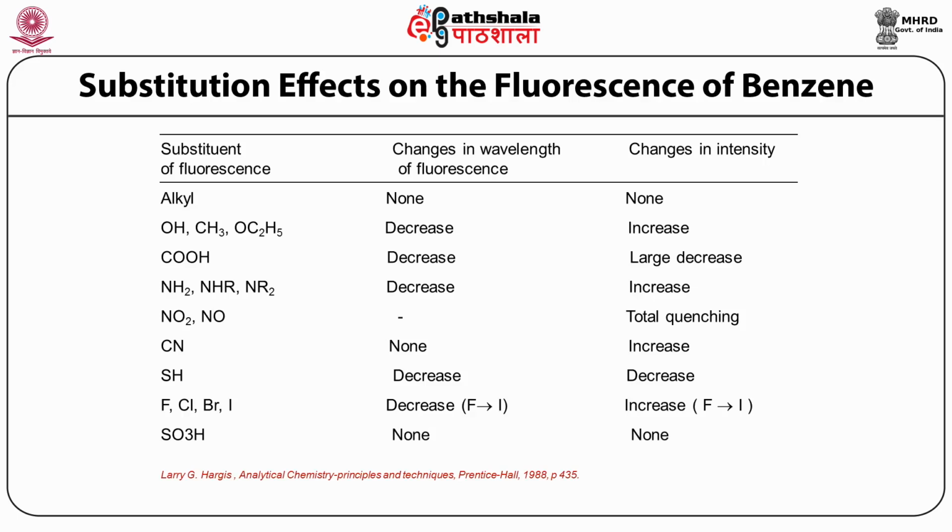However, the nitro group doesn't have any impact on the fluorescence shift, but it causes total quenching, so a decrease in fluorescence intensity is observed. Cyano group doesn't cause any change in the wavelength, but it increases the fluorescence intensity. However, thiol group causes a decrease in both wavelength as well as intensity. Chloride, bromide, iodide and fluoride cause a decrease in wavelength from fluorine to iodine and an increase in the intensity from fluorine to iodine.